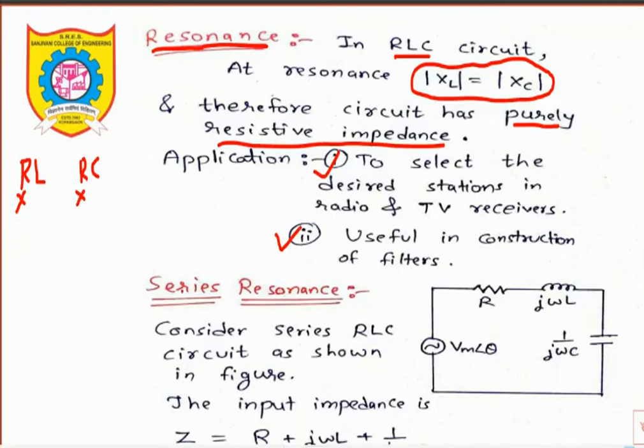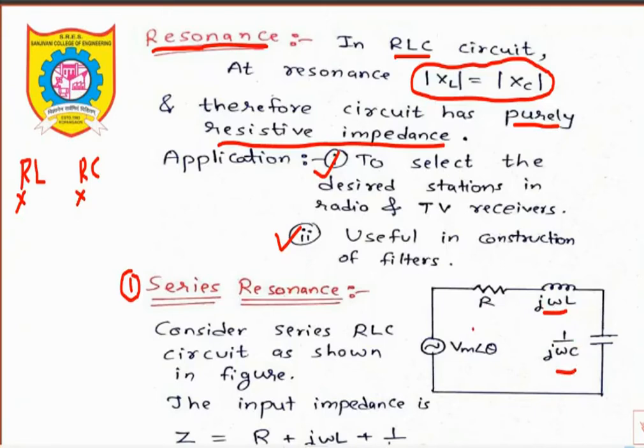Okay, let's start with the first resonance. It is nothing but series resonance. So consider series RLC circuit as shown in figure. Inductor has an impedance j omega L, capacitor has an impedance 1 upon j omega C. Then these three are connected in series.